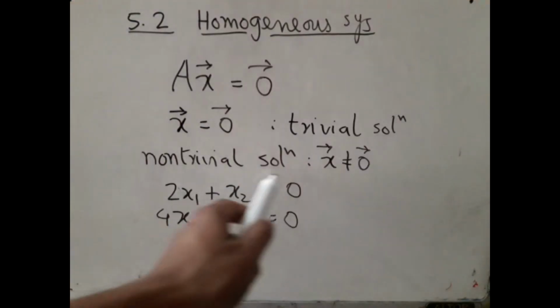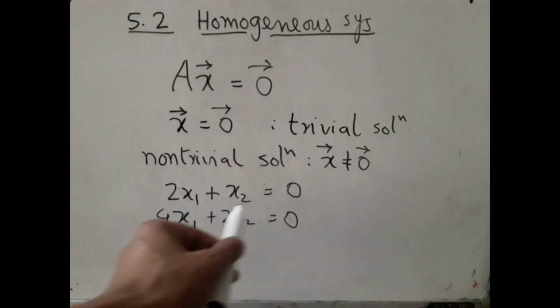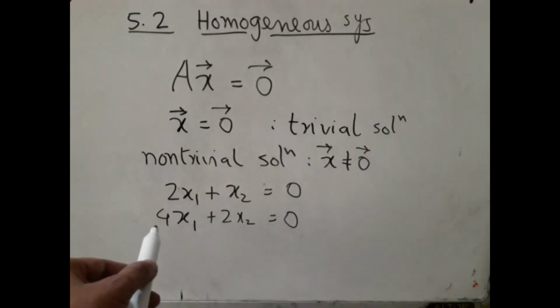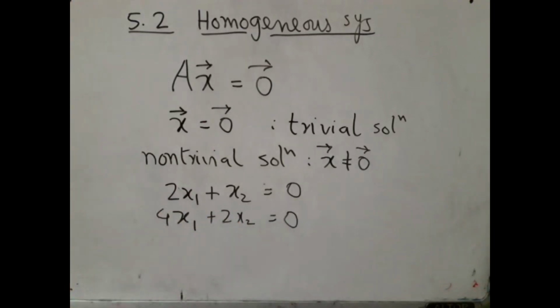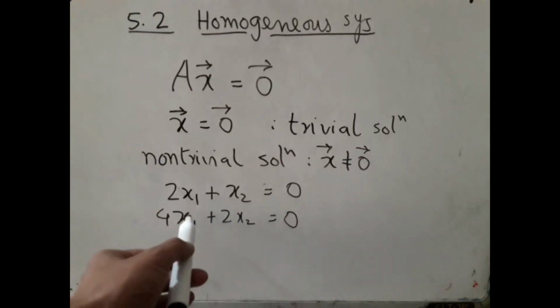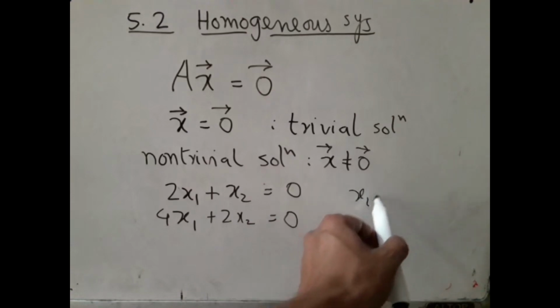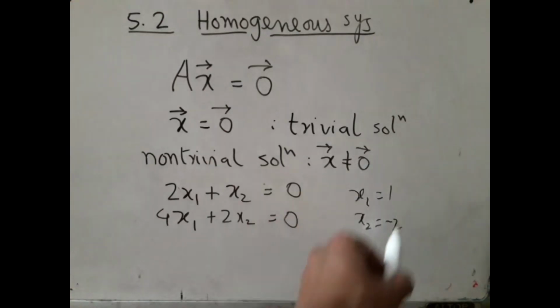Here is an example of a system with a non-trivial solution. Suppose I have 2x1 plus x2 equal to 0 and 4x1 plus 2x2 equal to 0. You can easily see that actually I have only one equation here, because this is nothing but twice that equation. So whenever I take any x2 and I take x1 to be just its half with a minus sign, I'll have a solution. So I can take x1 equal to 1 and x2 equal to minus 2. That will be an example of a non-trivial solution.